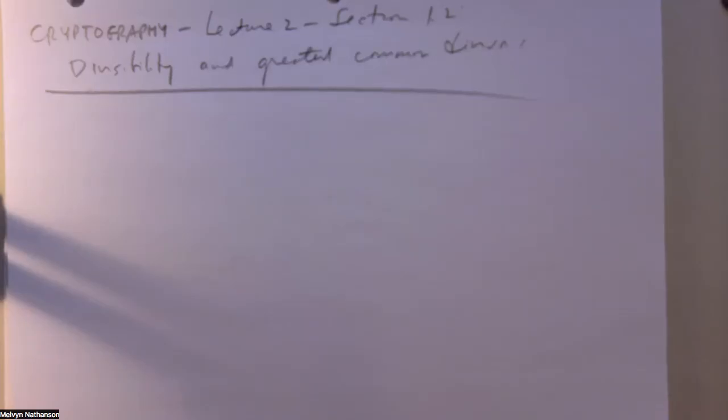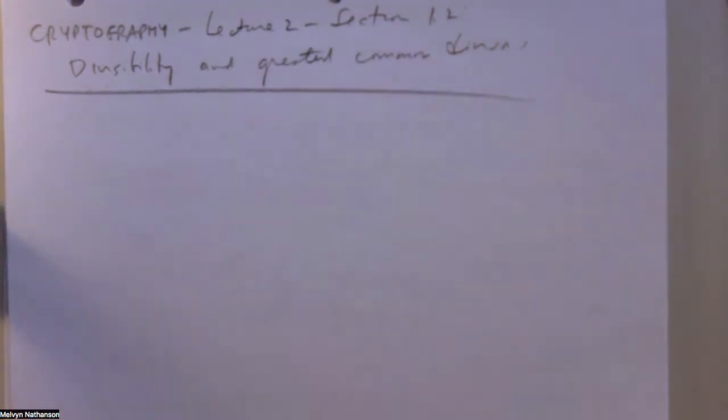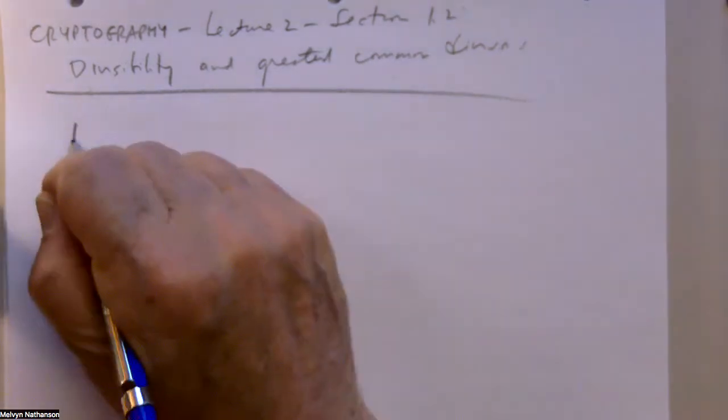This is lecture 2 of cryptography, and we're covering section 1.2 of the textbook. So, the primary tool in cryptography, creating and breaking secret codes, is number theory.